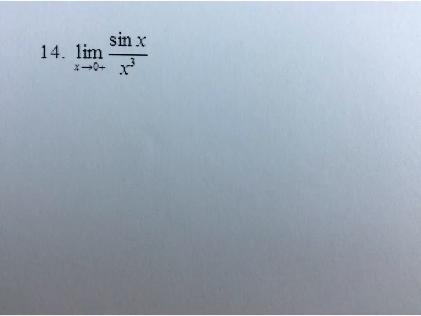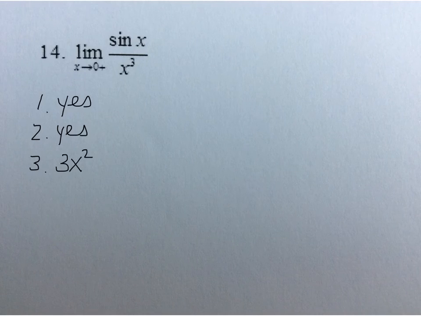We can't just plug in 0, or even a small positive number, because sine of 0 is 0 and 0 cubed is 0. But that tells me condition 1 is met. I would get 0 over 0. Condition 2, can I take the derivative? Sure. Sine of x we know, and x cubed, that's a power rule. And number 3, the derivative of the denominator, well, that would be 3x squared. 3x squared is not 0. So, yes, the denominator is okay.